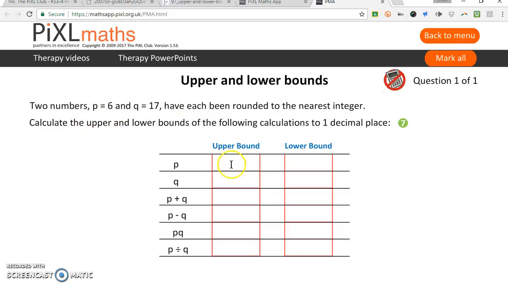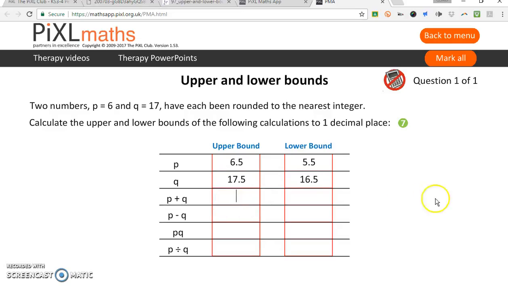upper and lower, all you need to do is add and subtract 0.5. So for P, I'm going to have 6.5 as my upper bound, and my lower bound is going to be 5.5. And think about it as, where would it round so that I have that number? I know with the upper bound it's a little bit tricky because actually 6.5 would round up, but it's the easiest way to kind of remember it. So then for Q, we're going to have 17.5 as our upper bound, and our lower bound is 16.5.